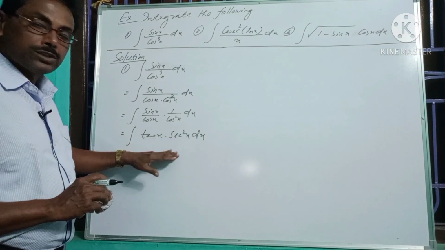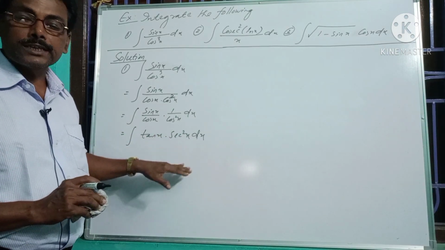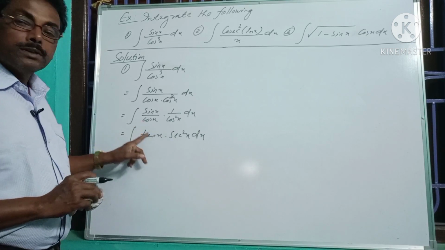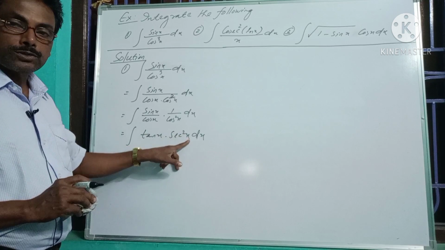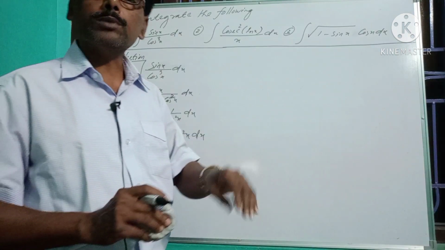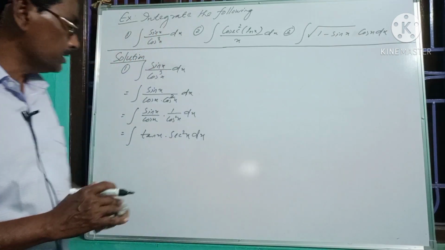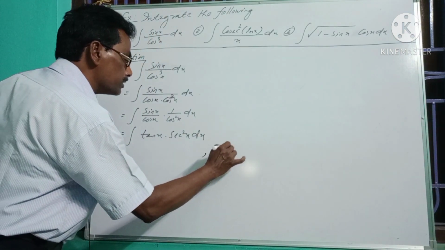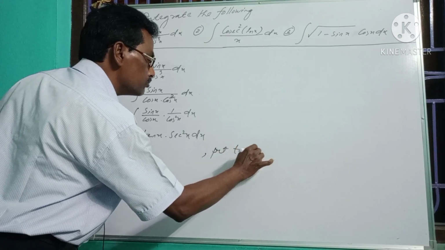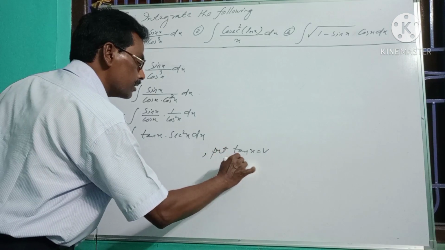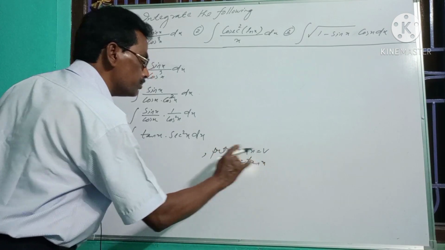Again, this transformed function is not in standard form for integration. So let us again carefully observe it, that is the derivative of tan x is equal to sec square x. So this integrand can be integrated by the process of substitution. So we have to substitute tan x as v, that is v is equal to tan x. So v is a function of x.